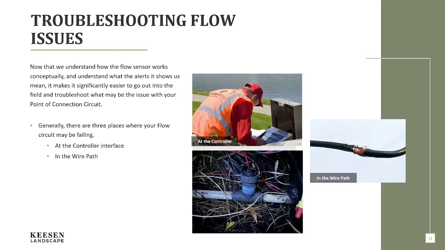Second, take a look at the wire path. This is the physical connection from the sensor to the controller. You're looking for cuts, corrosion, loose connections, anything that could break that signal. Finally, there's the sensor itself out in the field. It might be damaged, clogged, or installed incorrectly. It happens. Once you break it down to these three zones, flow troubleshooting becomes way less intimidating. You've just got to follow the signal, step by step. Now, let's head out into the field to show you some strategies on how you can diagnose these three places.